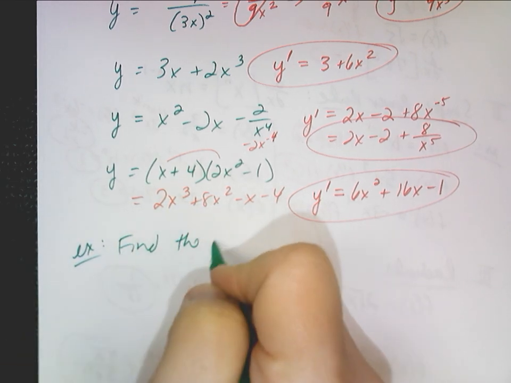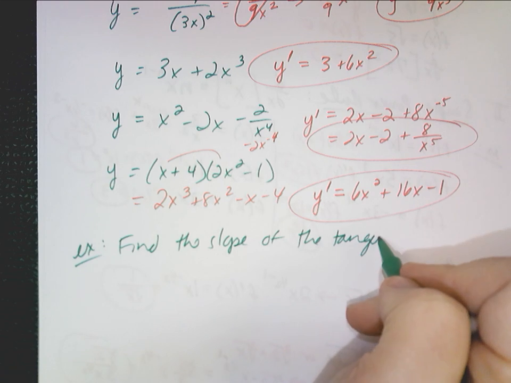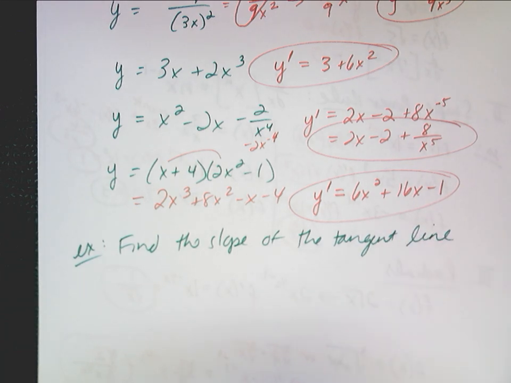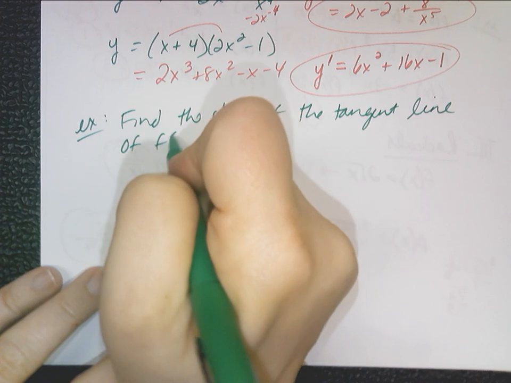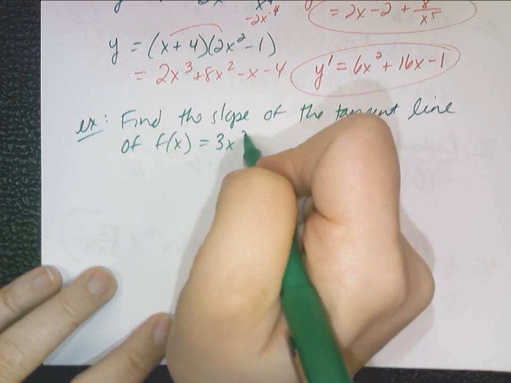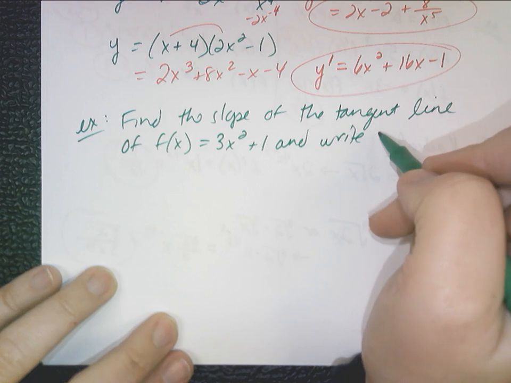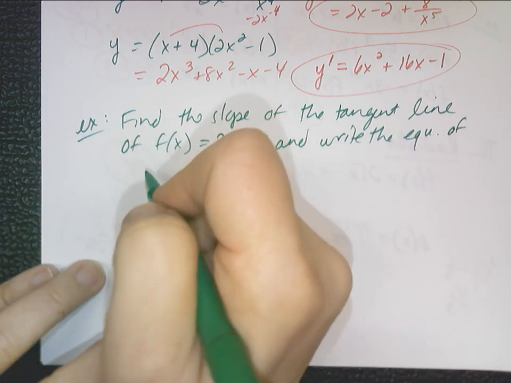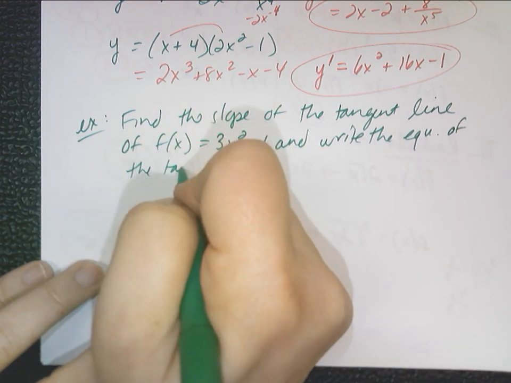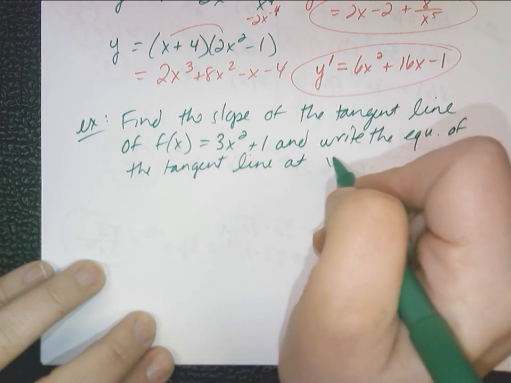Find the slope of the tangent line. Write this down. Of f of x equals 3x squared plus 1, and write the equation of the tangent line at x equals 2.